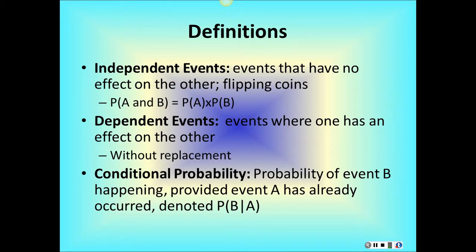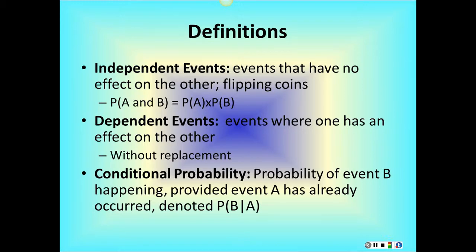Now if I don't replace it, that means I don't put it back in the deck after drawing it out, I now have 51 cards. So drawing two cards from a deck without replacement, each draw is considered a dependent event. One affects the other. Of course, I'm reducing my sample space from 52 to 51, but even beyond that, if I drew a red card the first time, I now have 25 red cards left versus 26, and so on and so forth. So that's the idea of the dependent event.